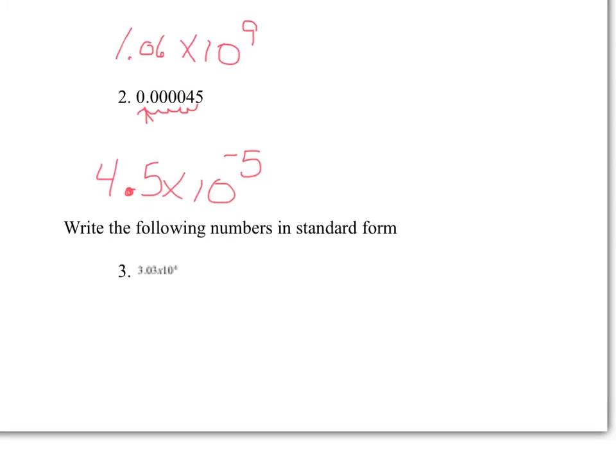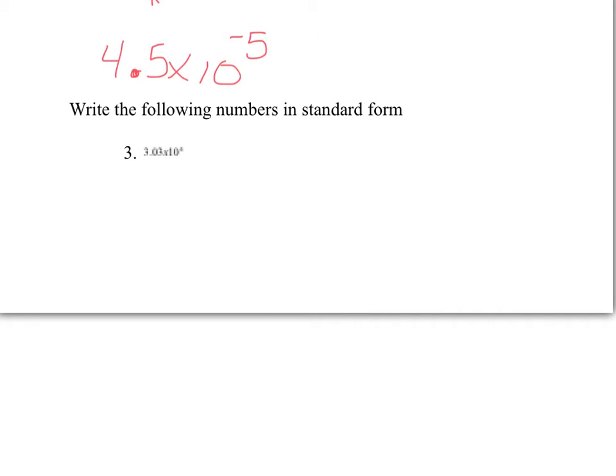Let's see. Down to the next one. So now I have a number in scientific notation. I know it's kind of blurry. I'm going to write it a little bit better for us. It's 3.03 times 10 to the 4th. Hopefully it's clear on your paper. I'm going to write the number in front. I'm going to recopy that down.